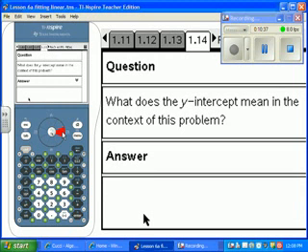What does the y-intercept mean in the context of this problem? Y-intercept. Where the line crosses the y-axis. Good. What does that mean? Think about what we're talking about. We're talking about fat and calories, right? Where's the zero? What's zero? The fat. Okay, it's where the fat is zero.